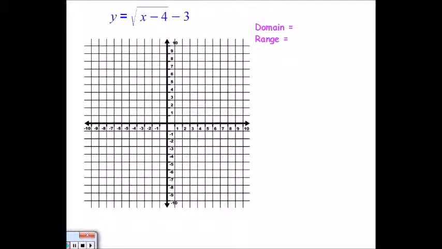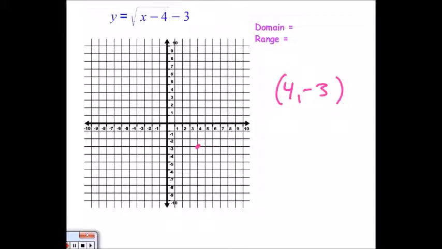Okay, this guy looks like it has 2 shifts. The minus 4 inside of the function is going to shift it 4 to the right, and the minus 3 outside is going to shift it 3 down. So our starting point is going to be at 4, negative 3. So when x is 4, 4 minus 4 is 0. The square root of 0 is 0. 0 minus 3 is negative 3. There's my point, 4, negative 3.